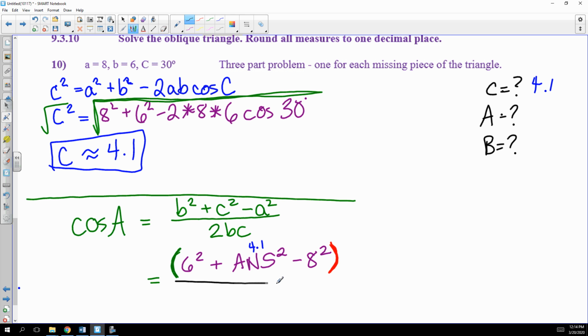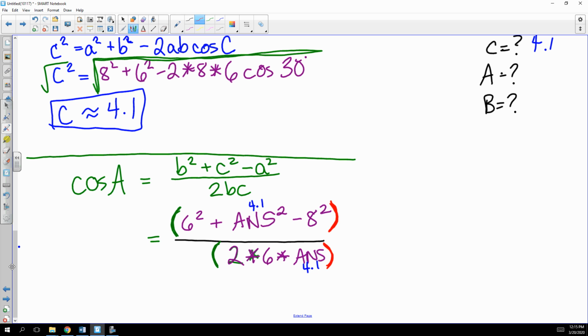And then divide it by open parentheses. Have to open parentheses here. 2 times 6. Sorry, I should have used this one. Times 6 times answer. That answer is still the 4.1 that I had, but I'm not rounding until the end of the problem, as much as possible. All right, so then I'm going to type in all of that and just hit enter.